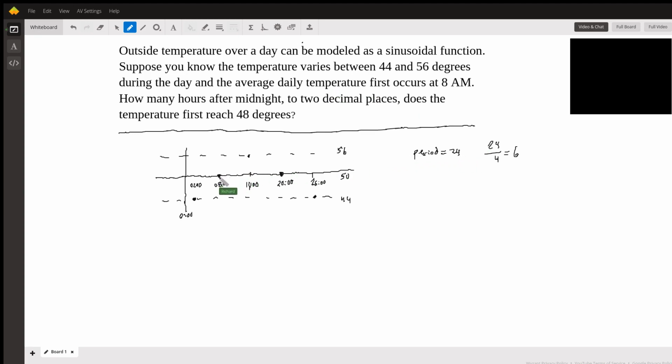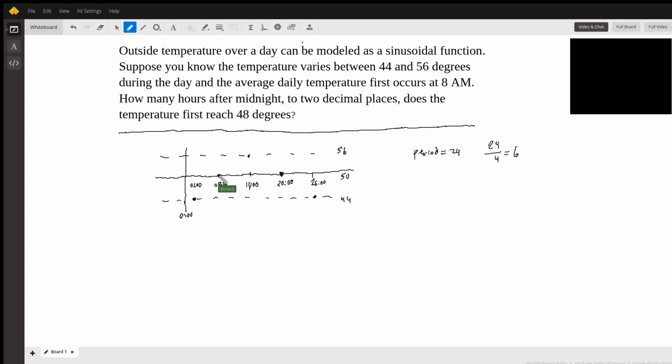And we're given this point here that at 8 o'clock, the average temperature occurs. We're told that the minimum is 44 and the maximum is 56. So the average temperature is here at 50. This is the midline, and I like to call this railroad tracks. It's the first thing I do when doing a graph: I put in my railroad tracks. So this top part is the max, the bottom part is the minimum, and then there's the midline.